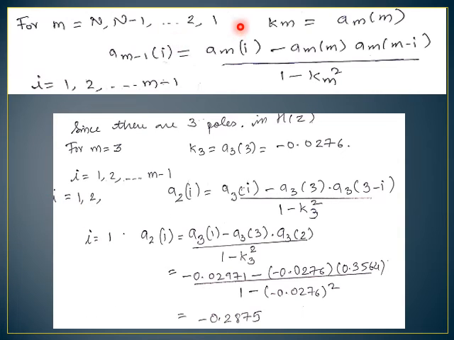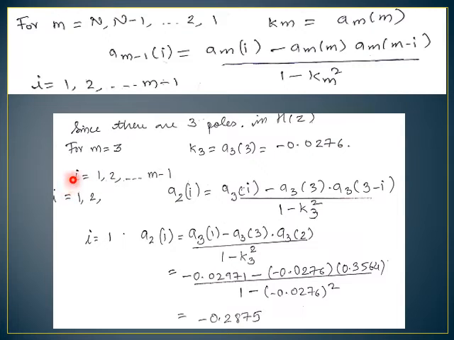By using the same formula of Km and Am minus 1 of I, we'll be calculating the poles here. Since there are 3 poles in H(z), and both the numerator and the denominator have the same power, for m equal to 3, k3 is equal to a3 of 3, which becomes minus 0.0276, which is the value of a3 of 3.